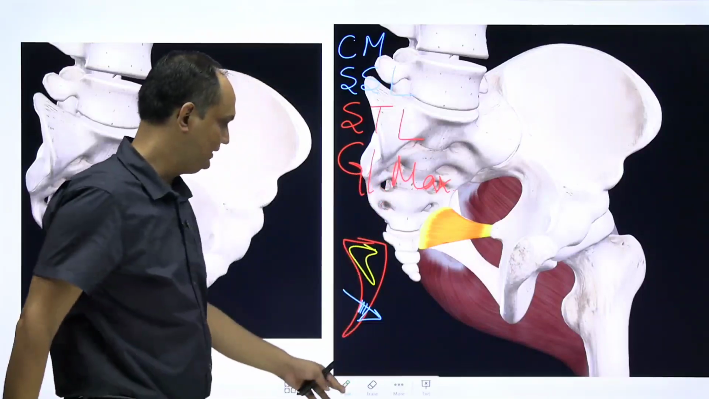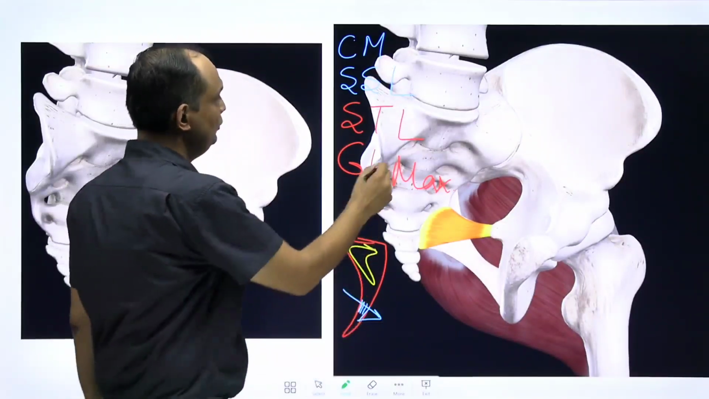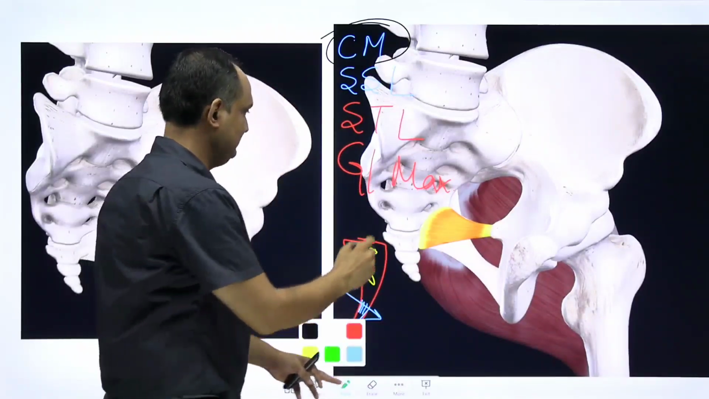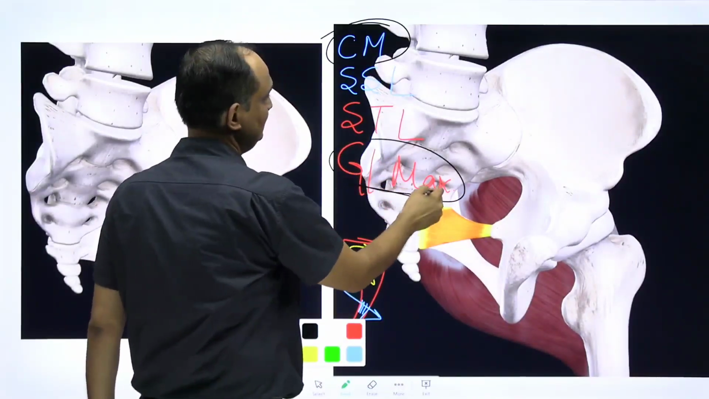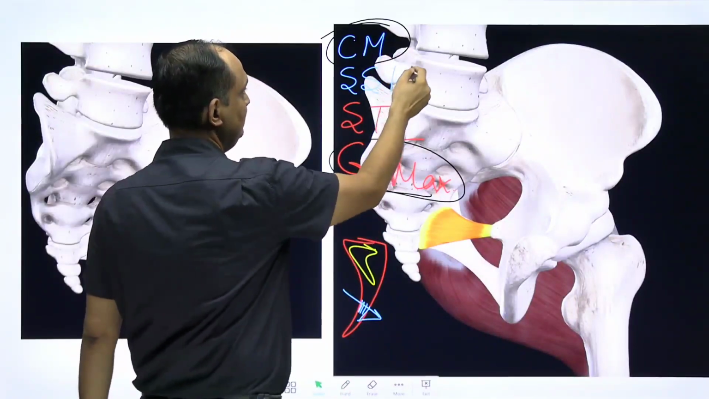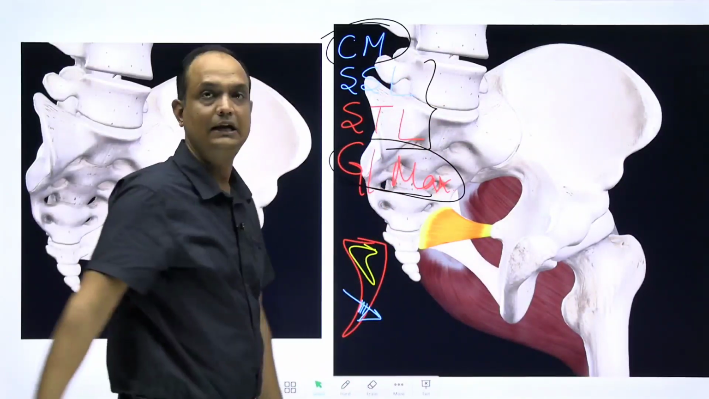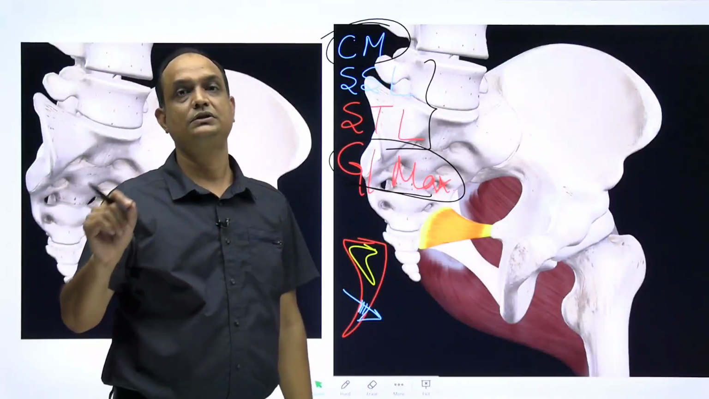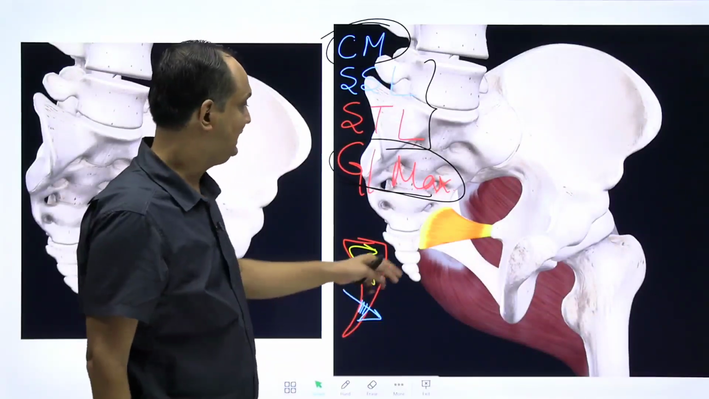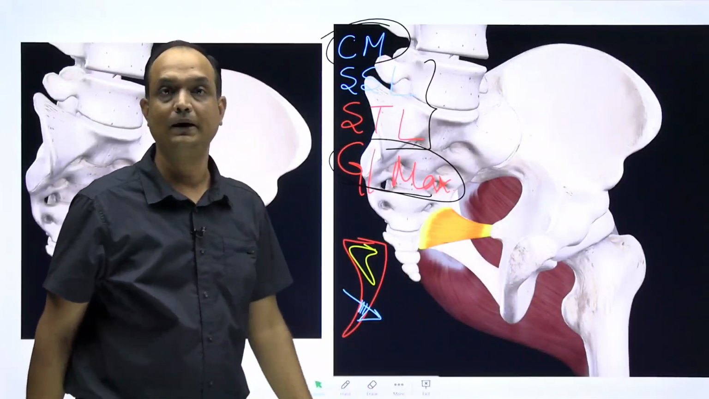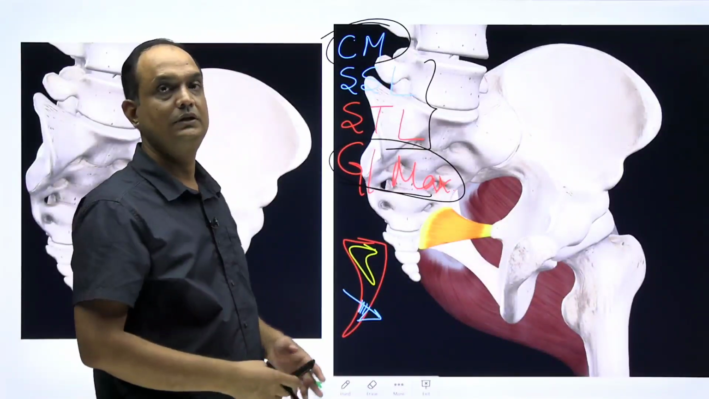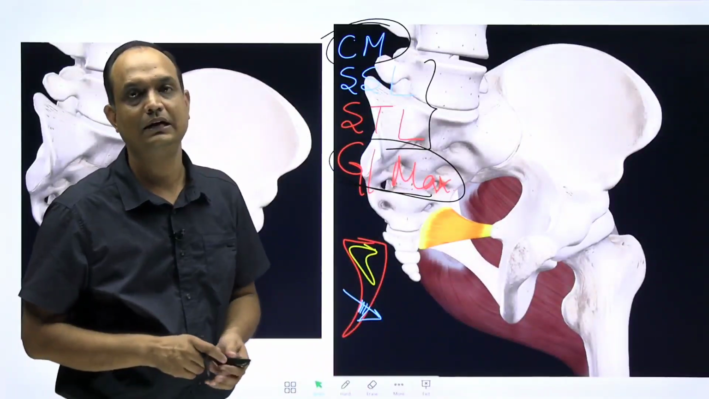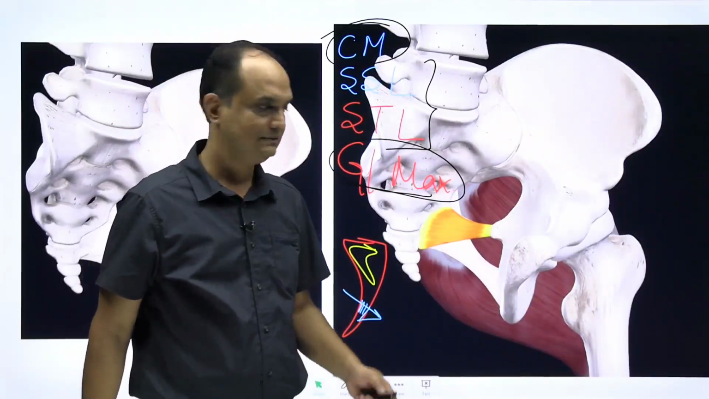So here what you can see is that these two muscles are making a sandwich, and the filling of the sandwich is the ligaments. This is again a spotting question: name the structures related to the lateral side of the sacrum in the lower part. From anterior to posterior: coccygeus muscle, sacrospinous ligament, sacrotuberous ligament, and gluteus maximus.